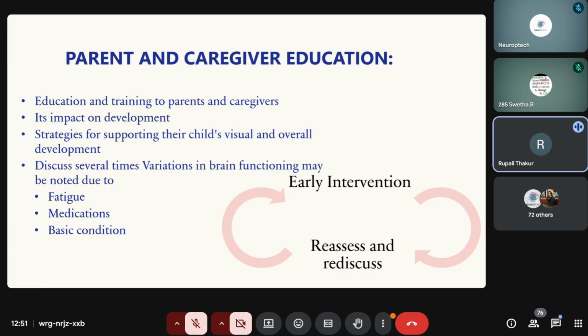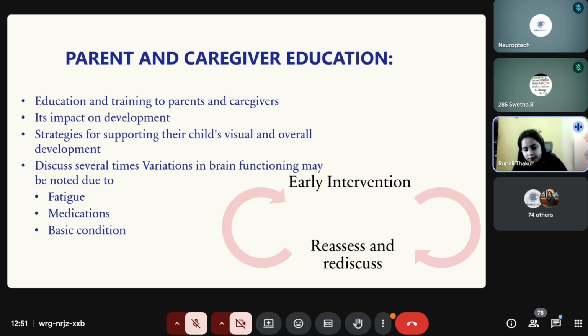Fatigue, if they are having fatigue, any medications, any basic conditions. If the child is having seizures, then they are on medications. The seizure medication is going to affect the child's sleep also, so they feel clumsy, drowsy and sleepy most of the time. So you have to see the time. Even during therapy we ask what time your child is active and what time your child is sleeping. Then we can identify, okay, this time is suitable to assess the child. Early intervention is an important part.